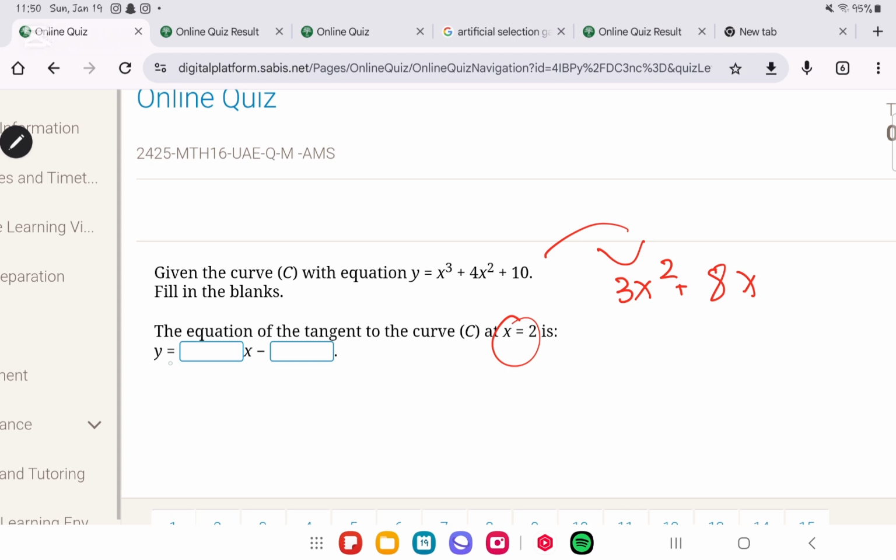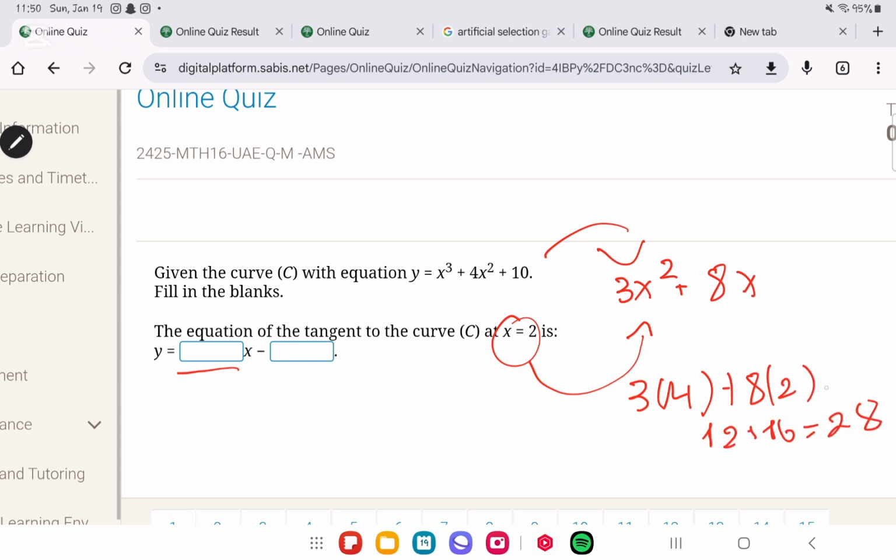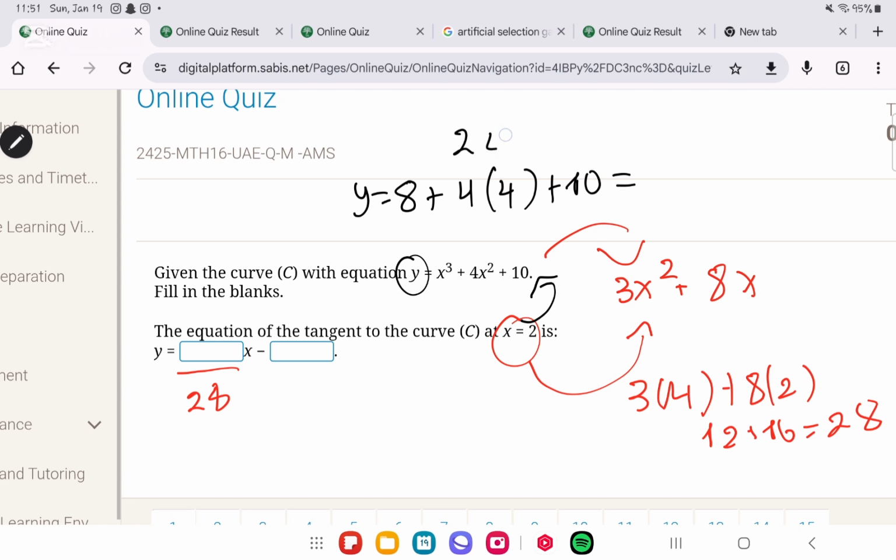Now, to find the slope or the number next to x, we will substitute 2 here. It becomes 3 times 4 plus 8 times 2. So 12 plus 16, which is then 28. So now we have the slope. The next thing we are going to do is we are going to substitute 2 in this to get the value of y. So it becomes y is equal to 8 plus 4 times 4 plus 10. So that is 24 plus 10, which is 34.